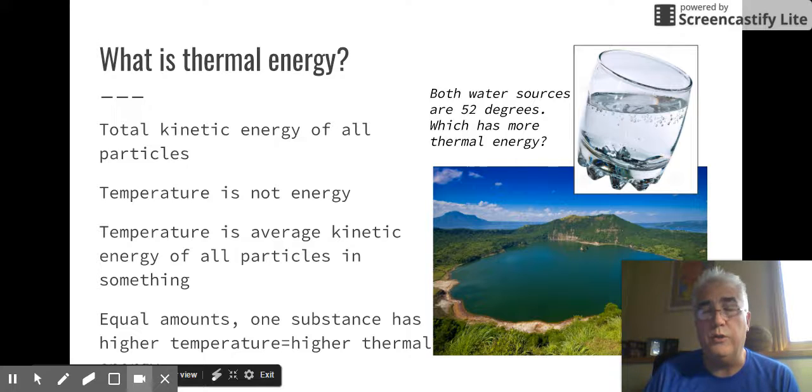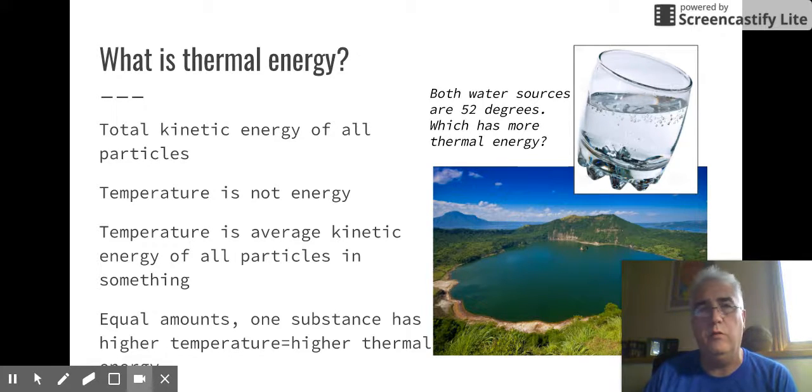What is thermal energy? Thermal energy is essentially the total kinetic energy of all the particles or molecules or atoms in something. Temperature is not energy. It's a measure of the average kinetic energy of all the particles in something. So when you're taking the temperature of a glass of water, what you're getting is the average kinetic energy of that glass of water.